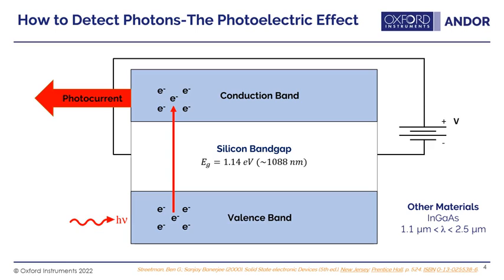Now, silicon isn't the only material you can do this with. You can do it with other materials too, like indium gallium arsenide or InGaAs, which has a different band gap than silicon. It's actually lower. So InGaAs can be used as a photodetector for the shortwave infrared, while the band gap of silicon is optimized for detecting photons in the UV, visible and near IR.